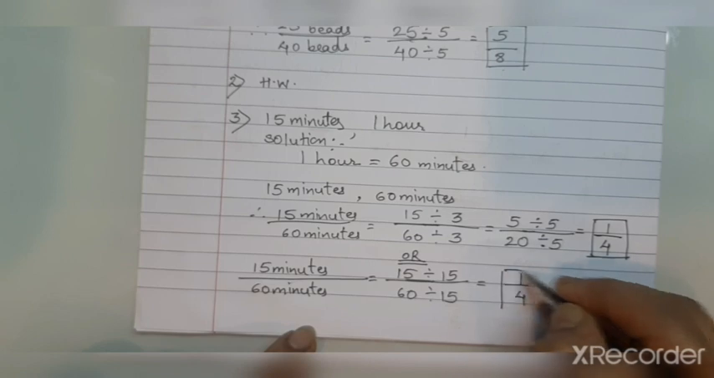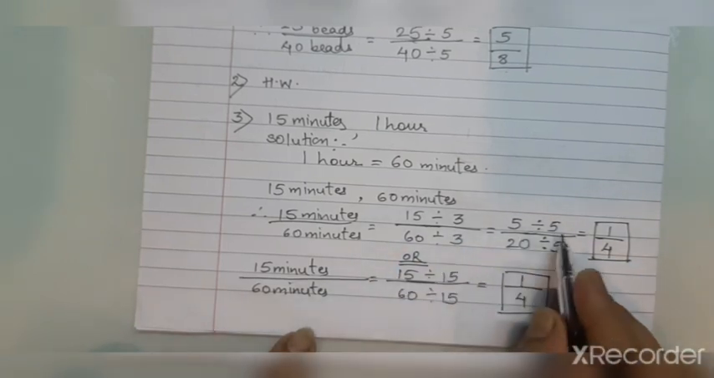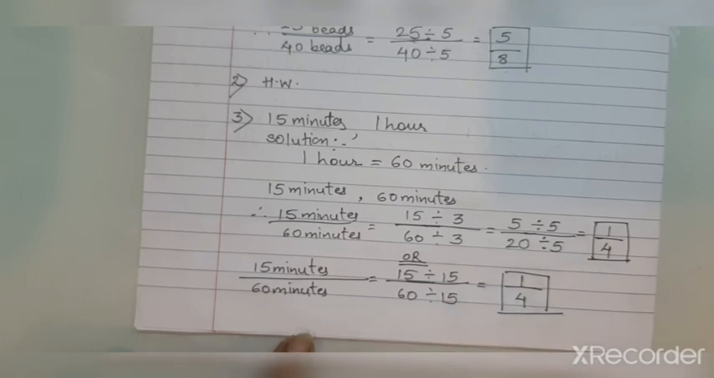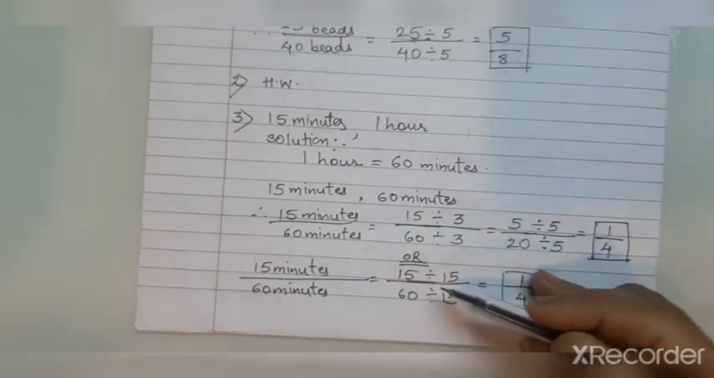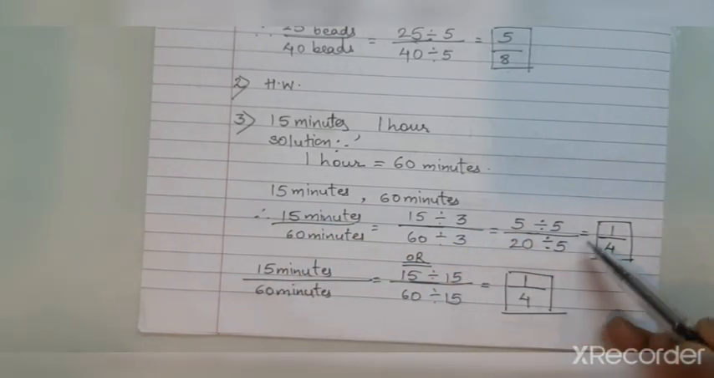So what is the difference you will see here? Here I had to do it in 2 steps. Here in 1 step I got the answer. So you can start with any number, but there are only 2 important things: both the numbers should be the multiple of the same number, and you have to bring it to the lowest form. Once you reach the lowest form, you have to stop. So this 15 and 60 can be solved both ways.